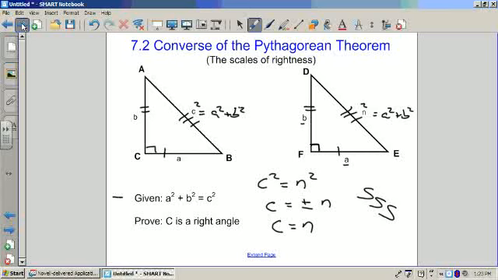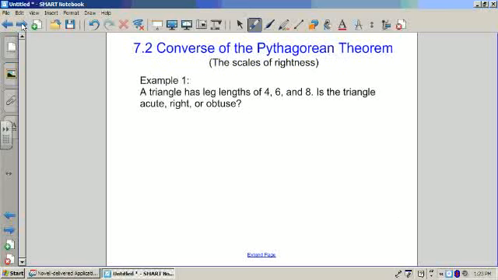All right, let's get to some examples and let you work these on your own. Example number 1. A triangle has leg lengths 4, 6, and 8. Is the triangle acute, right, or obtuse? Pause the video and give this one a try.